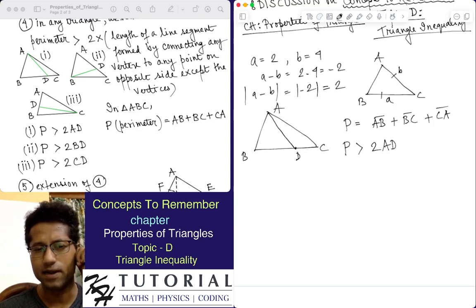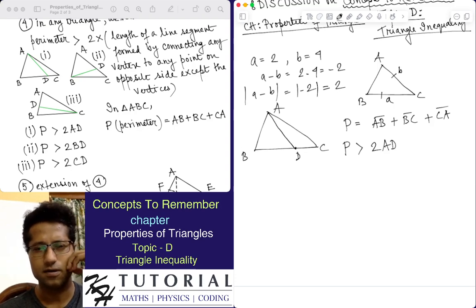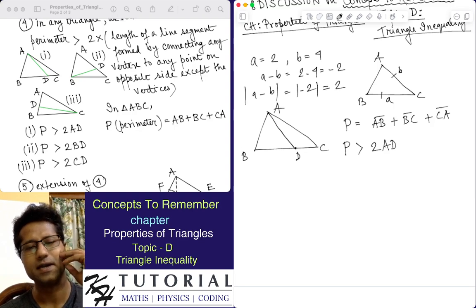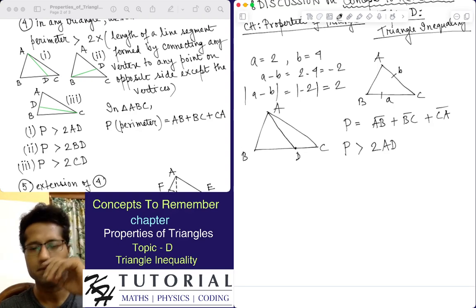connecting A and a point D anywhere on the side BC. Similarly, BD is a line segment connecting the vertex B and a point D anywhere on the side AC. By anywhere, I mean it should not coincide with the vertices. So this is the result we get: the perimeter of the triangle is greater than twice a line segment that is formed by connecting a vertex and a point lying on the opposite side. I hope this is understood.